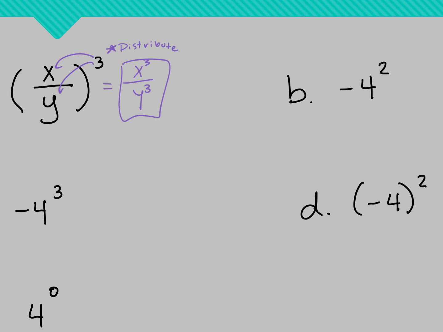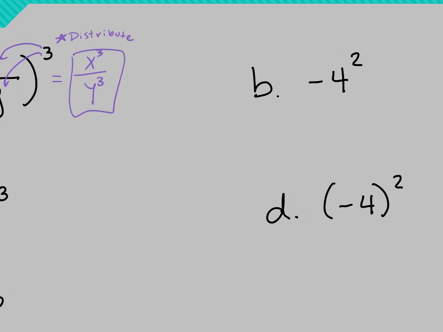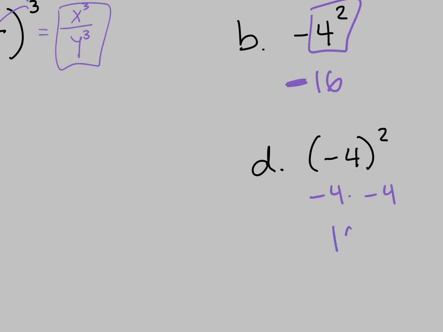All right, let's look at B. So take a look at B and D. There is a difference between these two. In B, what is being squared? Just the 4. So that negative stays outside. What is 4 squared? 16. In D, what's being squared? Negative 4. What is negative 4 times negative 4? Positive or negative? Positive 16, because a negative times a negative is a positive, so that's positive 16. So these two look very similar, but give you different answers, so just be careful.